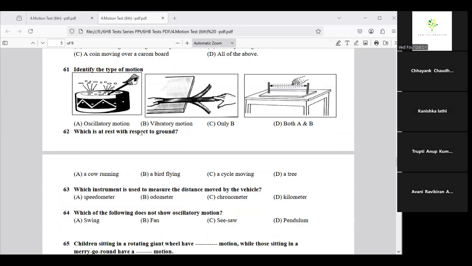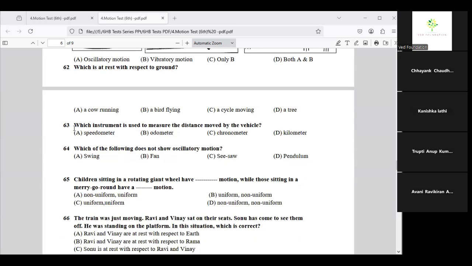62. Which is at rest with respect to ground? A, cow running. No, the running cow is in state of motion with respect to ground. B, a bird flying. No, bird is in state of motion with respect to ground. C, a cycle moving. And D, a tree. Correct answer is option D, a tree. A tree is at rest with respect to the ground.